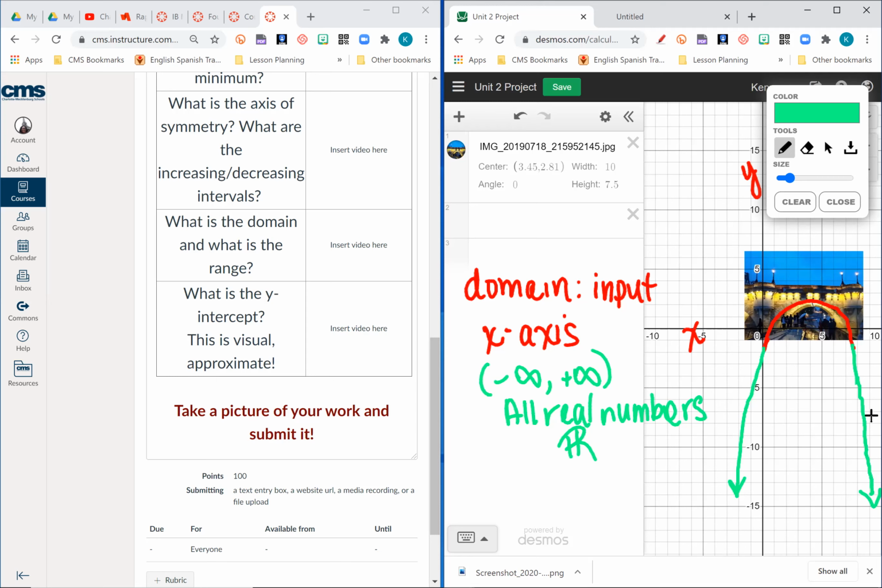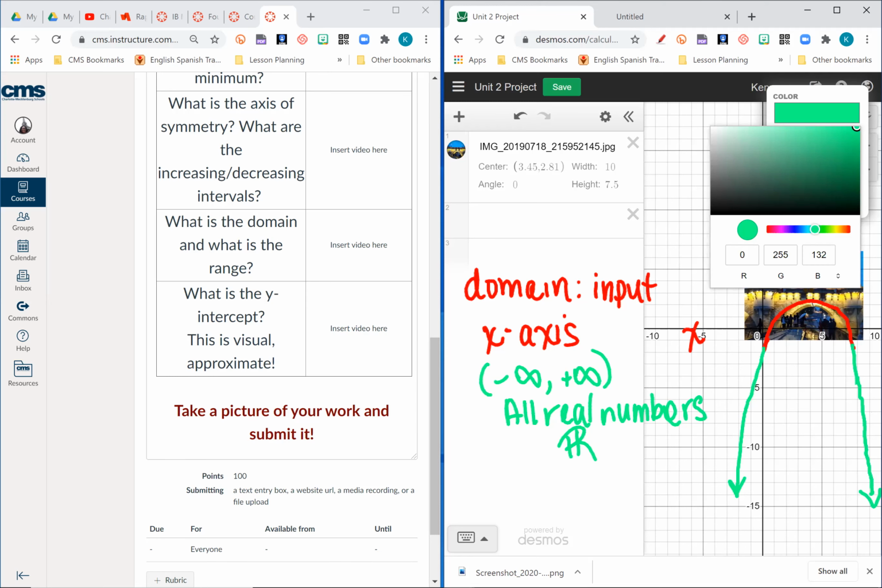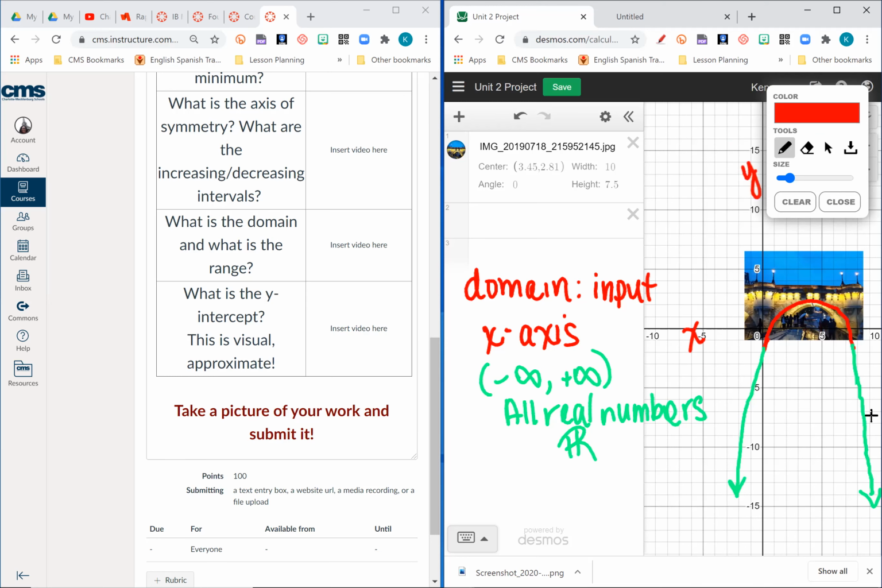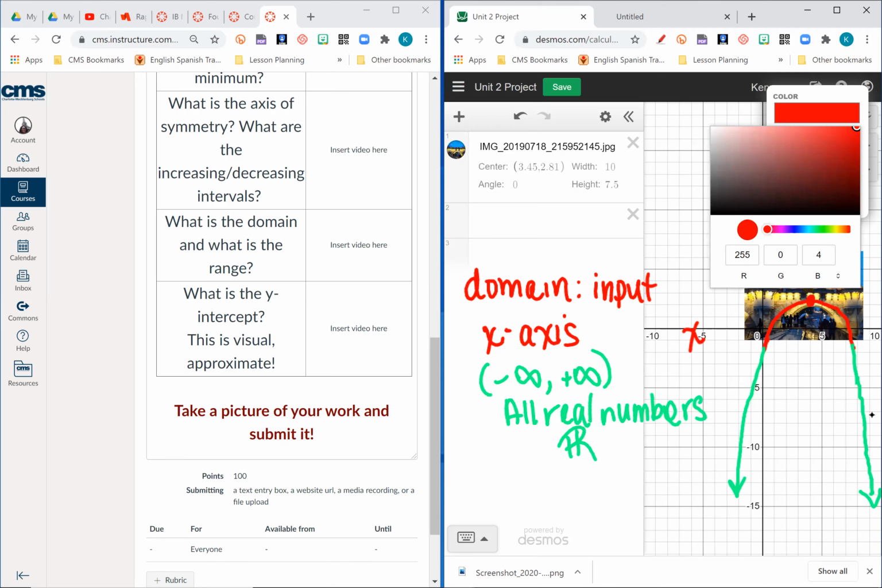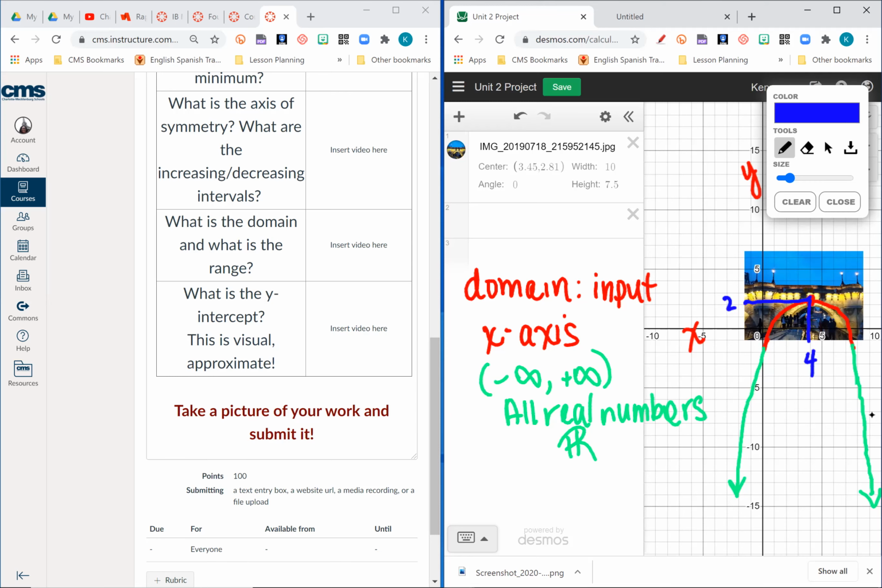Now let's talk about range. With range, you want to look at the vertex again. So remember we said our vertex was (4, 2). So what is the y? You look at the y coordinate. When you're looking at the range, you look at the y coordinate. Remember, domain was your inputs, range is going to be your output. And so we're going to look along the y-axis in this case.